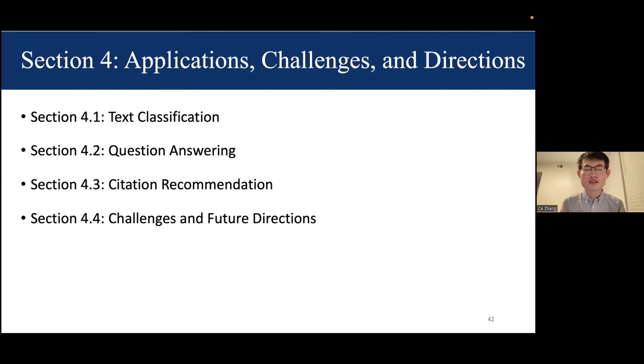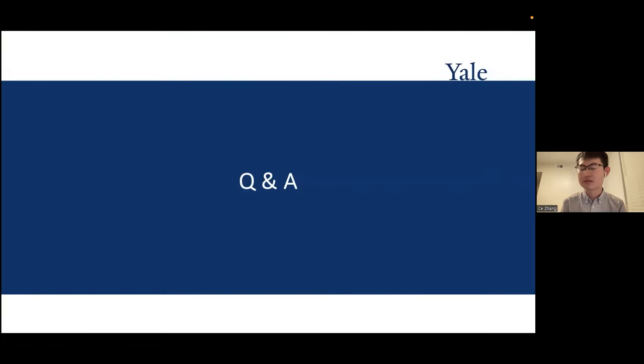Finally, this is the summary. So this is section 4, and I presented 3 applications and 2 possible future directions. I presented text classification, question answering, and citation recommendation. And for future directions, I presented both explainability and hierarchical pre-training. So I hope we can explore text attributed graph together in the future, and hope we can advance the research frontier of this topic. This is the end of the current tutorial. Thank you very much. We welcome any questions.